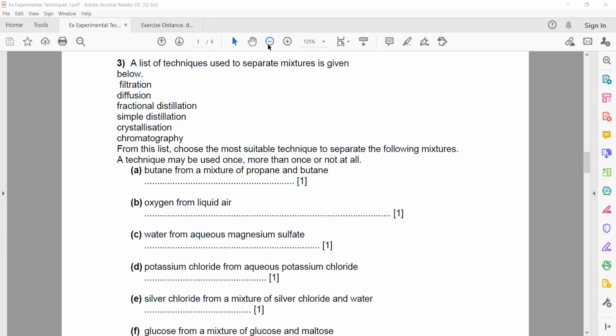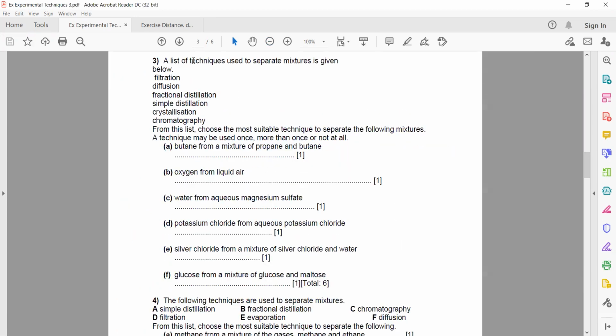In question 3, a list of techniques used to separate the mixture is given below. Filtration, diffusion, fractional distillation, simple distillation, crystallization, and chromatography. From the list, choose the most suitable technique. A technique may be used once, more than once, or not at all. So it's not necessary that all of them will be the answer.